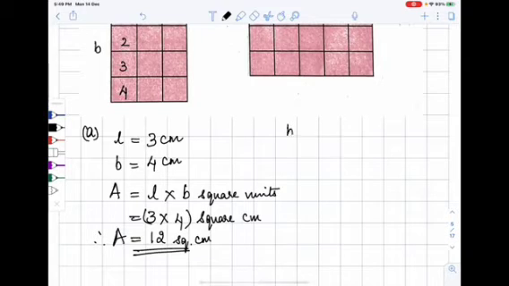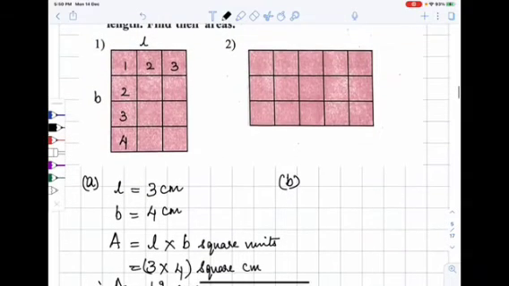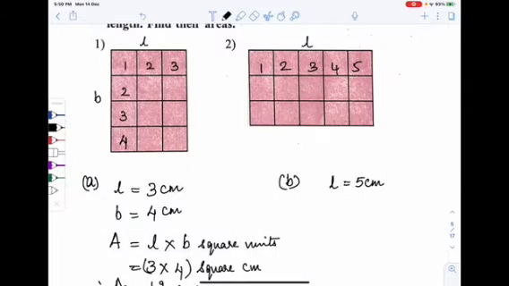Then for the second problem, we'll do the same technique. Length is 1, 2, 3, 4 and 5. So it is 5 centimeters. So L is equal to 5 centimeters. Then breadth is 3 centimeters, as you can see, I have 3 squares there.